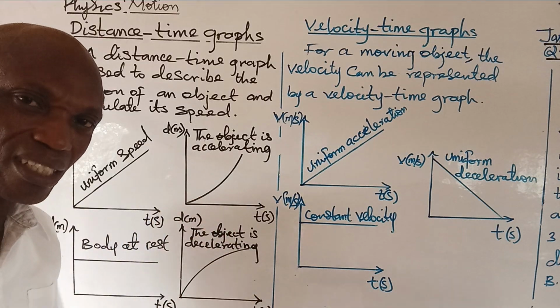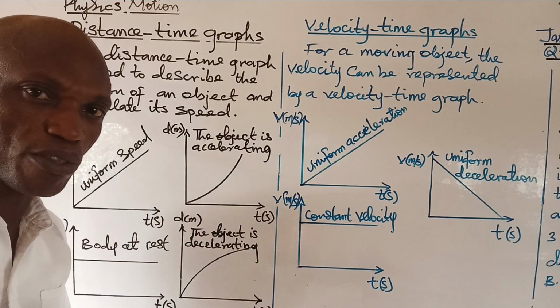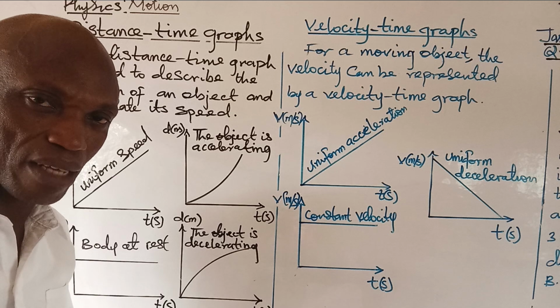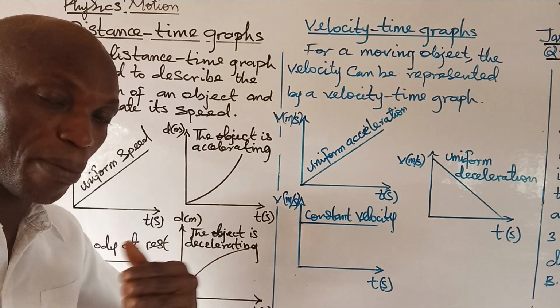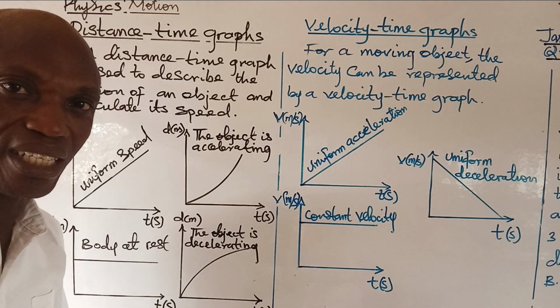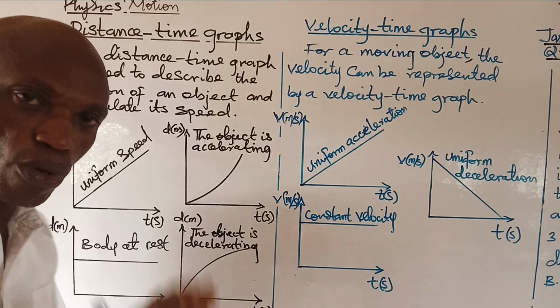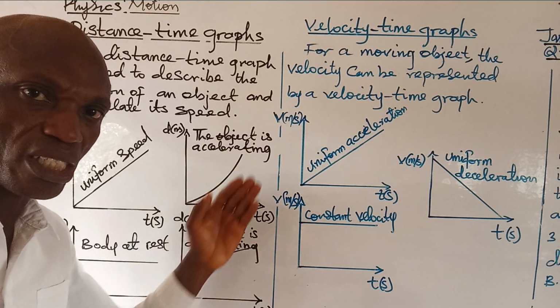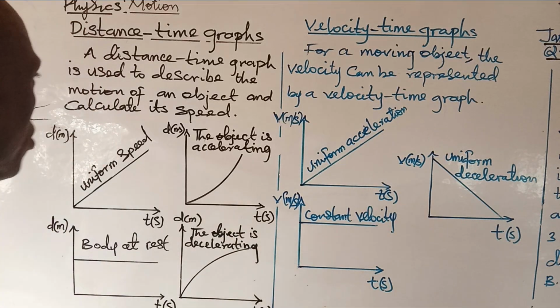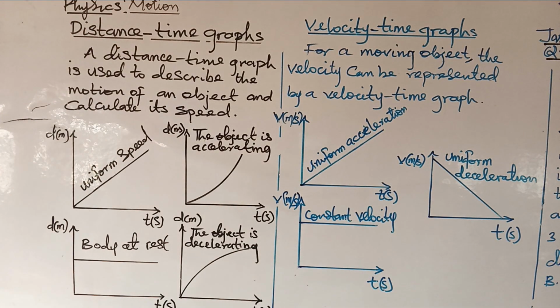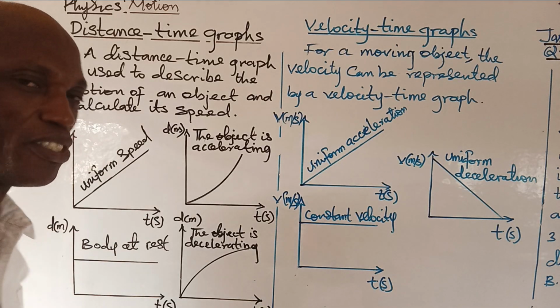We have been encountering this kind of aspect of physics in our exam, most especially if you consider the past questions. It's very many in the JAMB past questions. So what do we need to know about all this stuff? Let's discuss it together. Let's start with distance time graphs. A distance time graph is used to describe the motions of an object and calculate its speed.